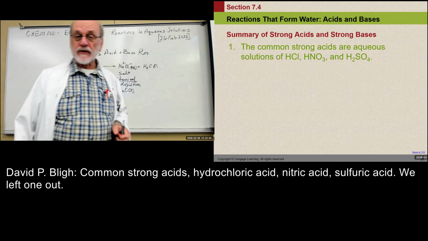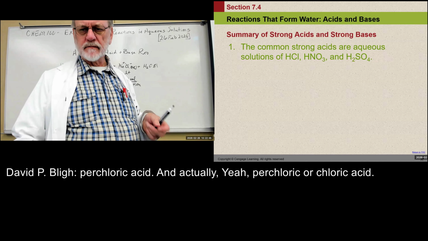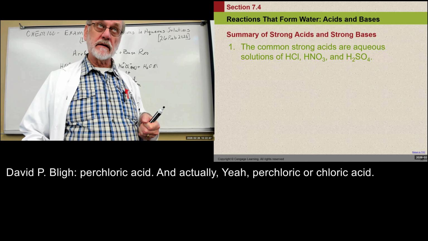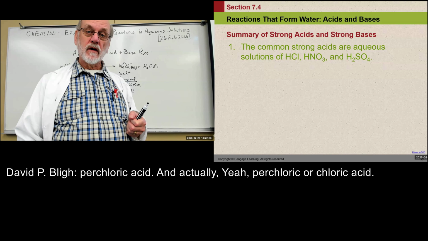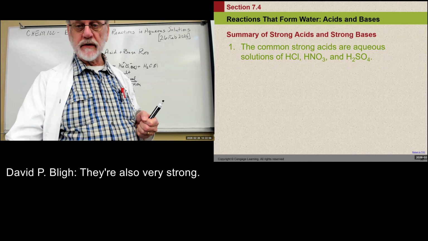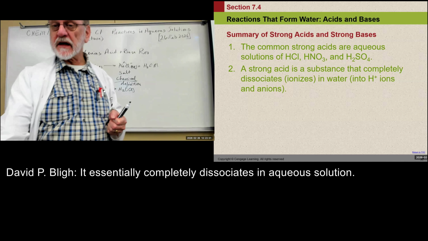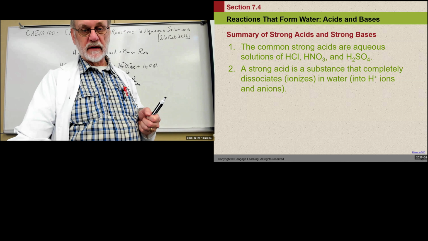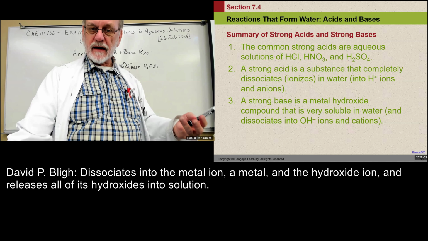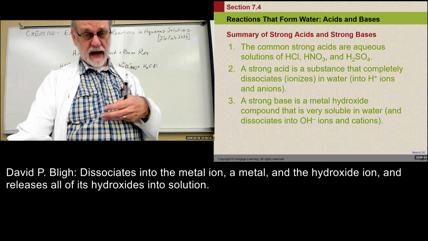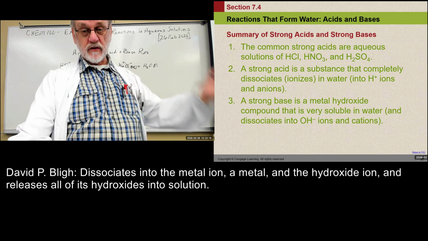Okay. Common strong acids: hydrochloric acid, nitric acid, sulfuric acid. We left one out, perchloric acid. And actually, perchloric or chloric acid, they're also very strong. It essentially completely dissociates in aqueous solution. A strong base, similarly, dissociates into the metal ion and the hydroxide ion, and releases all of its hydroxides into solution.